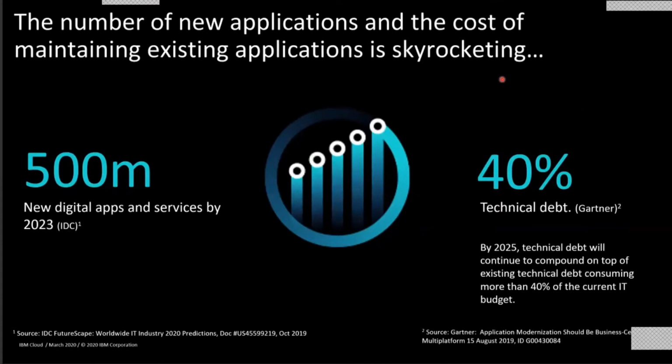For instance, from between 2018 and 2023, so we're just about at the midpoint of that now, we're going to see 500 million new apps out there. That is more than in the previous 40 years. So the acceleration is dramatic out there, and we need to think about how we're going to control that.